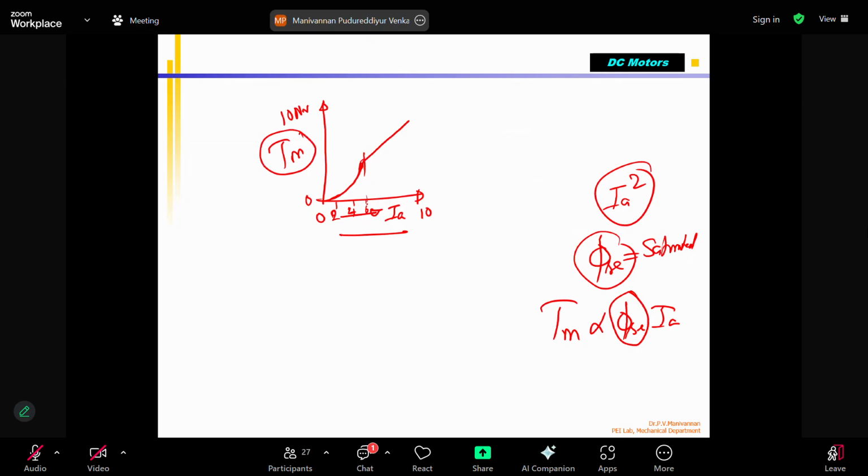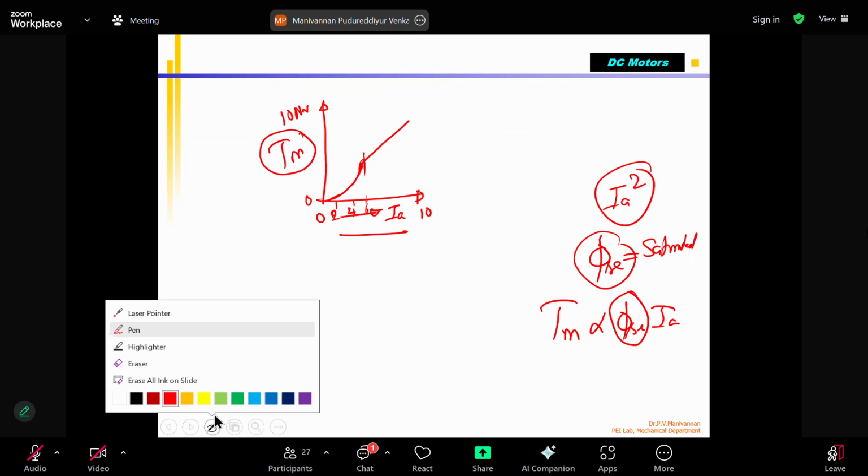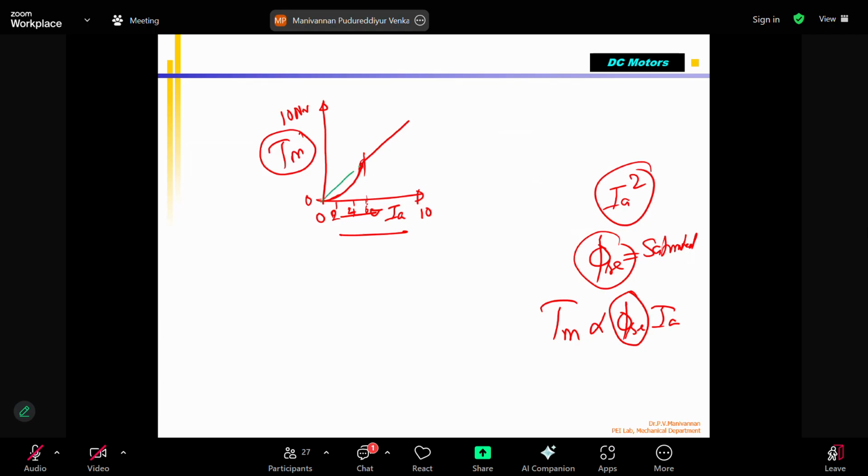But we saw that in the case of a shunt motor, it is always straight. In this graph, the green one is for the shunt motor, TM shunt, and the red one is TM for the series motor. So when the current is low, as IA increases, the torque produced will be high. For a small amount of current change, more torque is produced because this is non-linear. This is one of the important characteristics of the series motor.